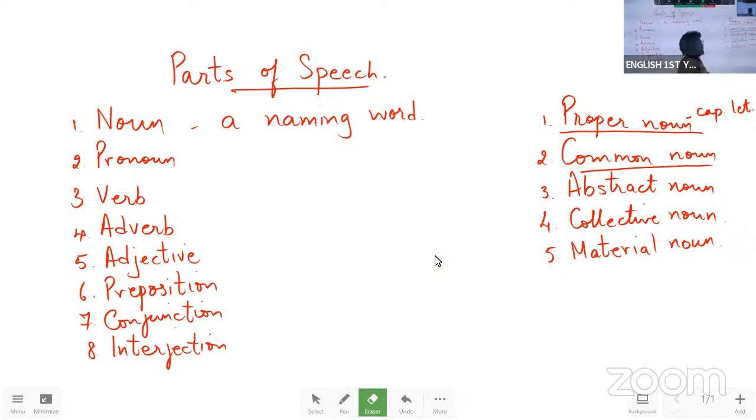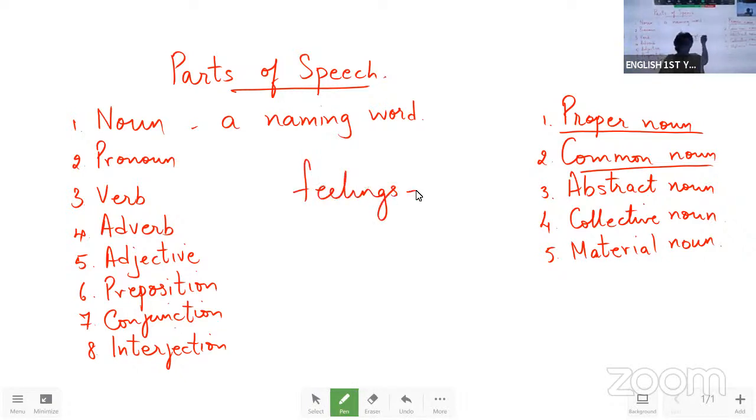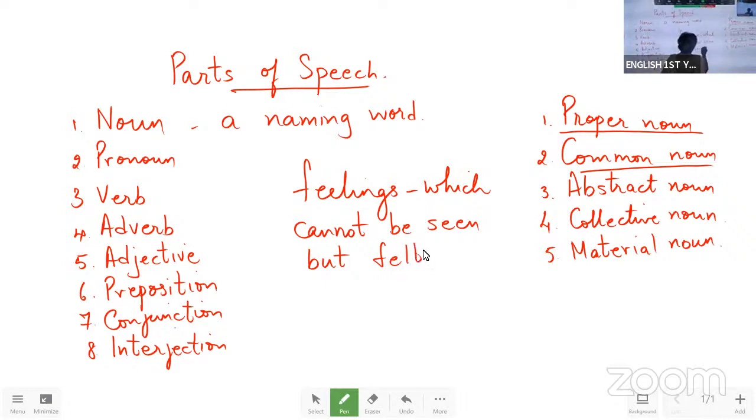Now, what do you mean by abstract? The best way to answer this is to say feelings, which cannot be seen but felt. Best way to explain abstract noun.